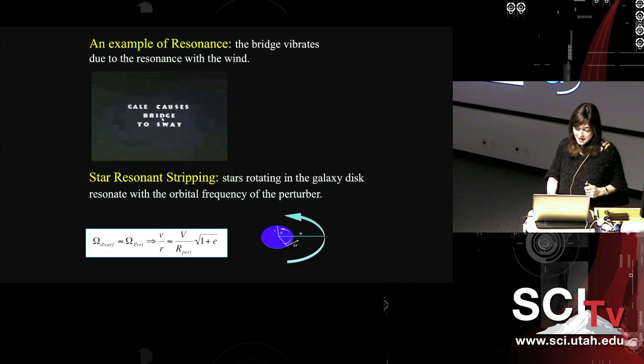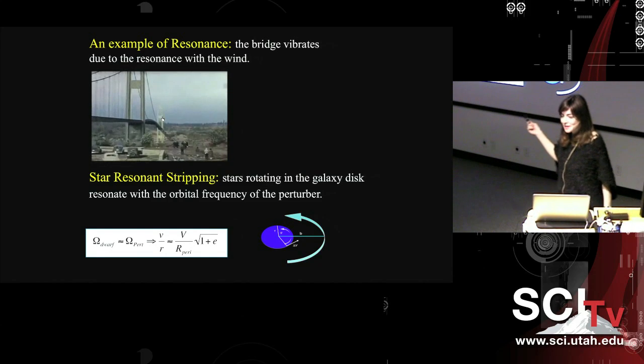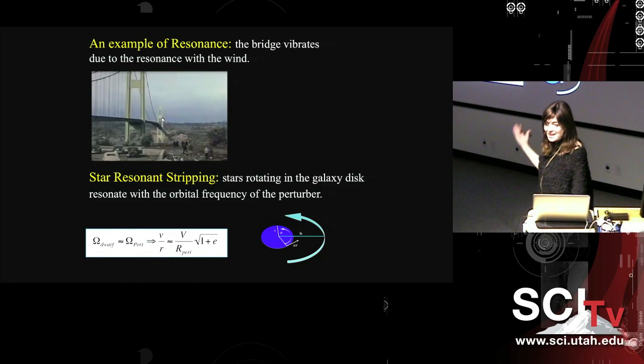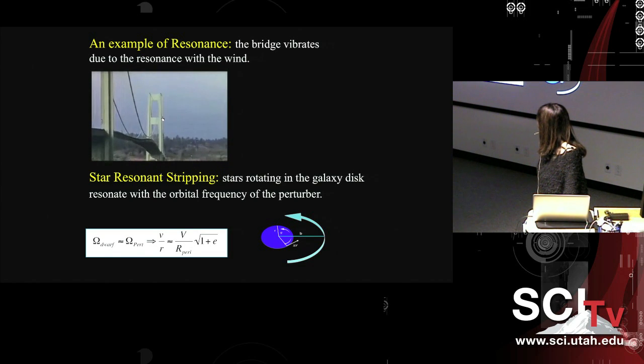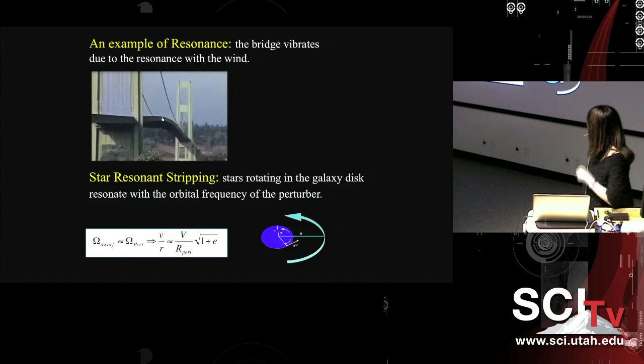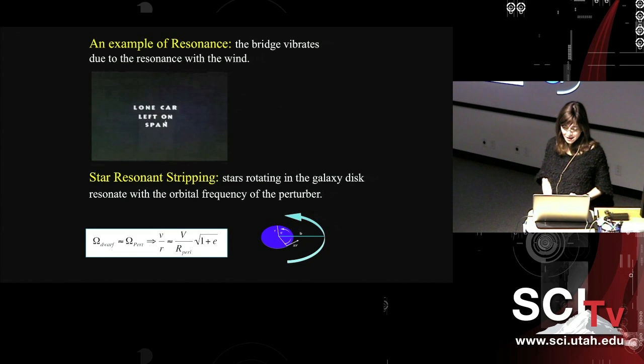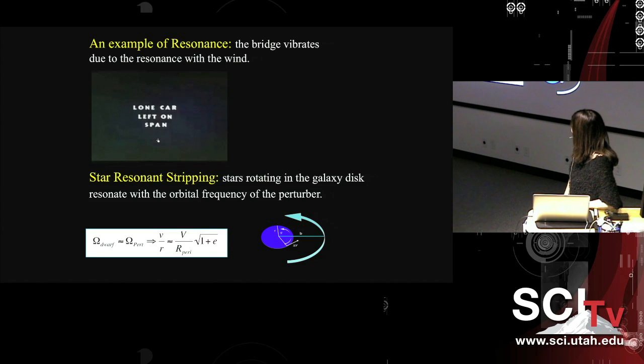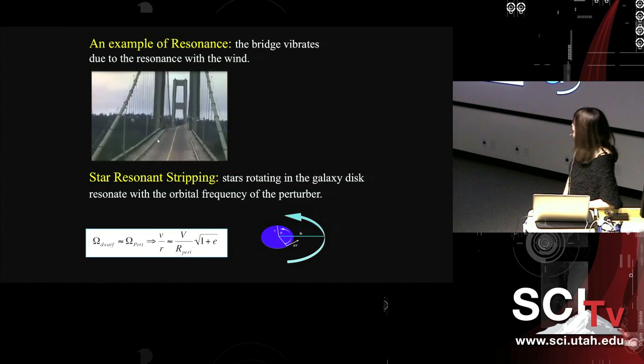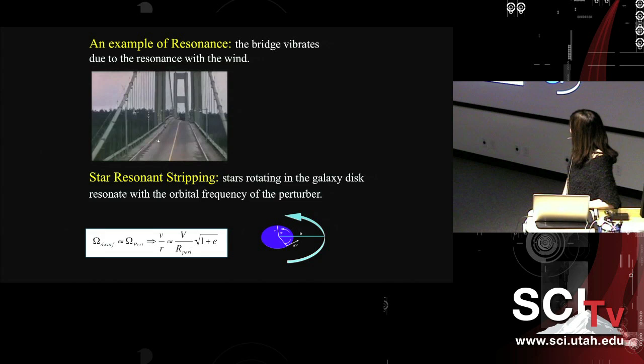So let me show you an example of a resonance. I think this is the Tacoma Bridge, probably you know it. The bridge vibrates due to the resonance with the wind. It's very scary, but that's an example of a resonance. Quite impressive. So you see how effective a resonance can be.